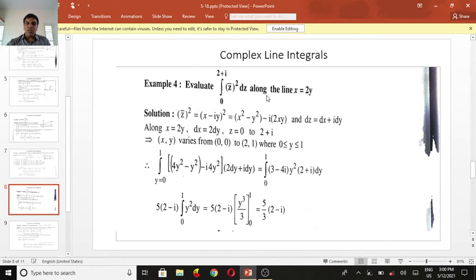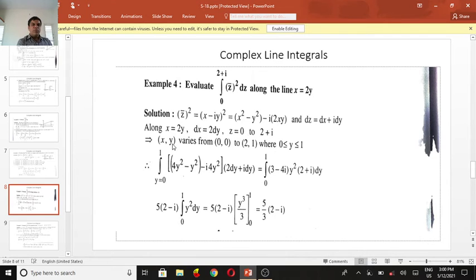Now, it is also given that the line is x equal to 2y. Differentiating, dx equals 2 dy. Also z varies from 0 to 2 plus i, that is, the point varies from (0,0) to (2,1). So y varies from 0 to 1.